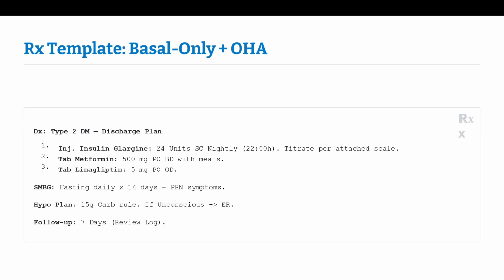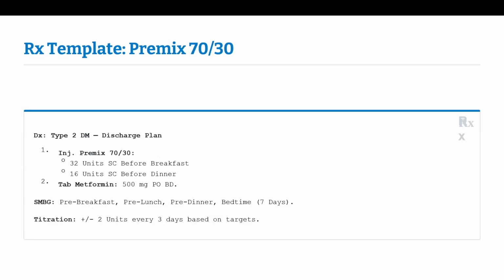So you can give injection insulin glargine 24 units subcutaneously at night, at 22 hours or when the patient is going to bed. Titrate as per the attached scale. Tablet metformin as and when required. Linagliptin. Advise to monitor fasting blood glucose daily for 14 days and as and when there are symptoms. The hypoglycemia plan should also be written in the discharge advice, that is the 15 grams of carbohydrate rule. If unconscious, come to ER. Follow up in 7 days with review of the log is the general rule.